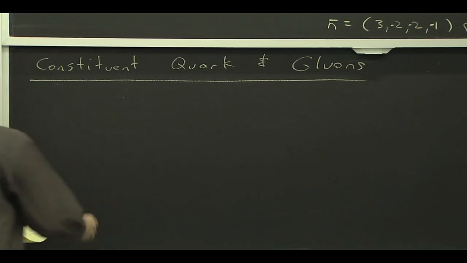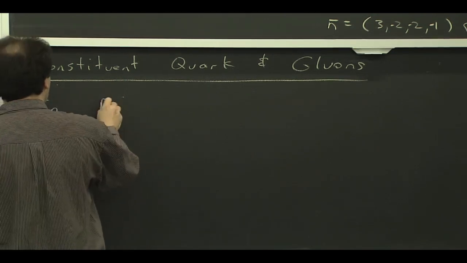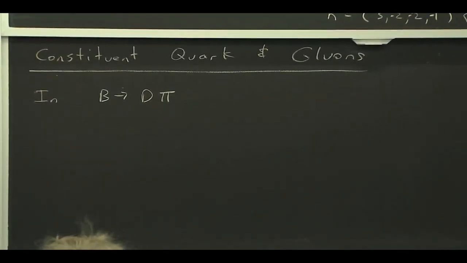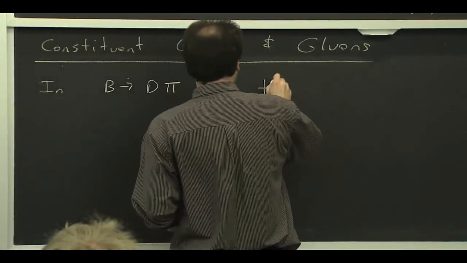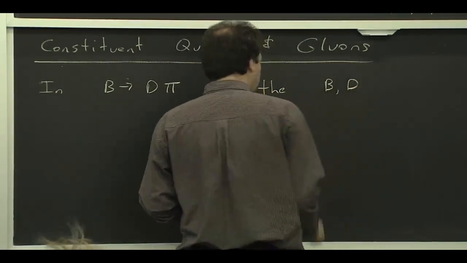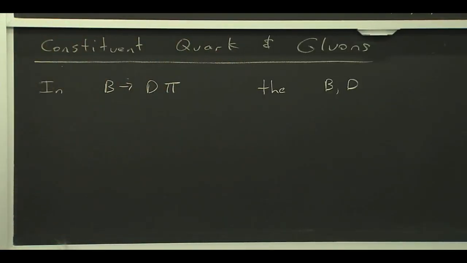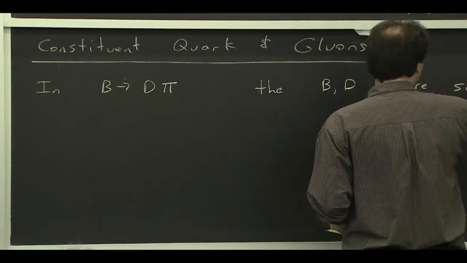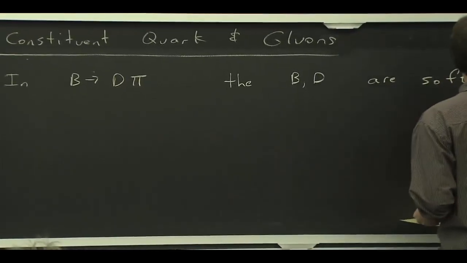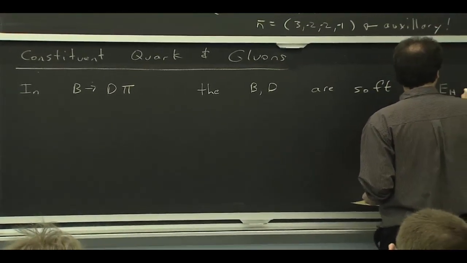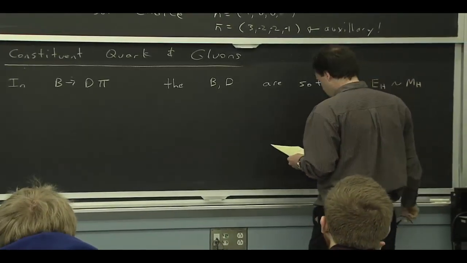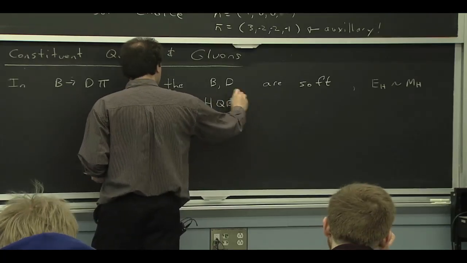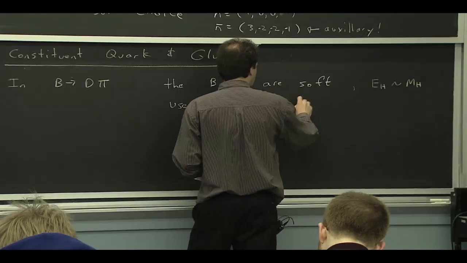So in this process, B to D pi, if you think about it in the rest frame of the B meson, which is the most natural frame, then the B meson we've already learned how to describe with HQET. Same with the D meson. And we know that the things inside the B and the D meson are one heavy quark and then a bunch of soft stuff. I'll call these soft because the dynamical part is soft. And so we can use HQET for them, as we did before.